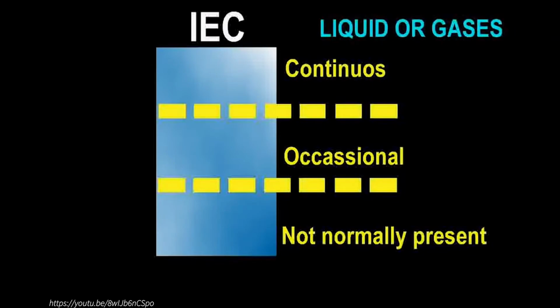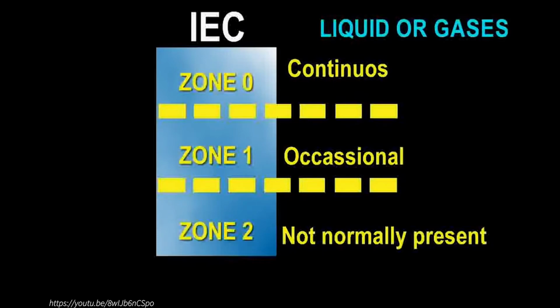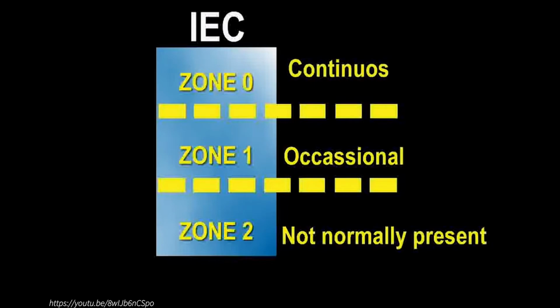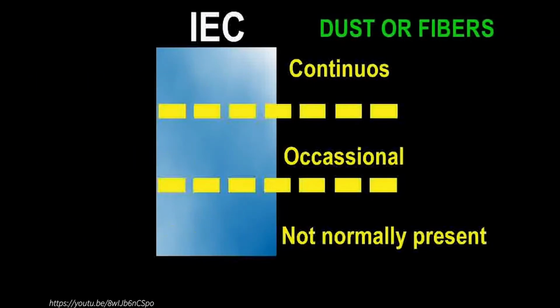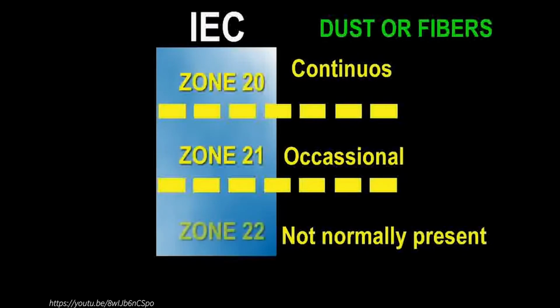For liquids and gases, the area classifications are Zone 0, Zone 1, and Zone 2. By altering the physical material to dust or fibers, the area classification numerical value changes to Zone 20, Zone 21, and Zone 22.